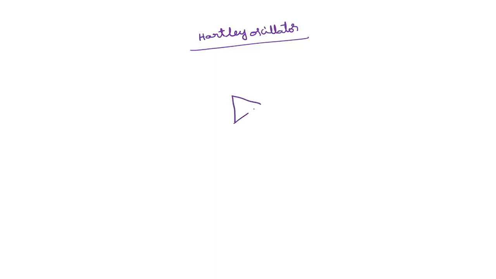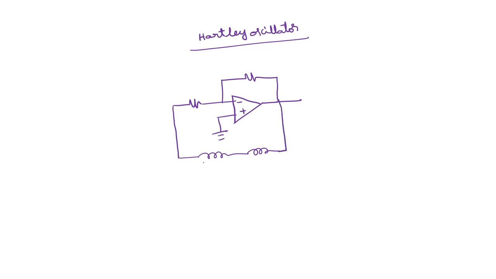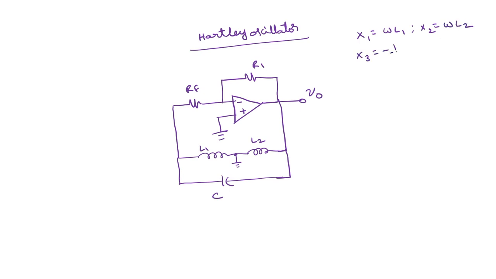And the other type of LC oscillator is called Hartley oscillator. Here this is reverse, X1, X2 are inductors and X3 is capacitance. This is the circuit diagram of Hartley oscillator. This we call as L1, L2, C. So X1 is omega L1, X2 is omega L2, X3 is minus 1 by omega C.